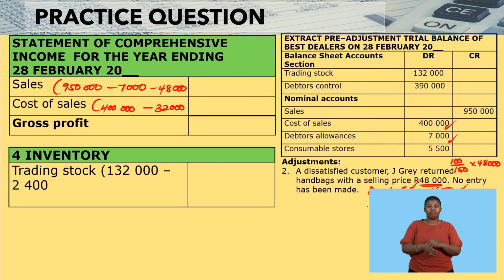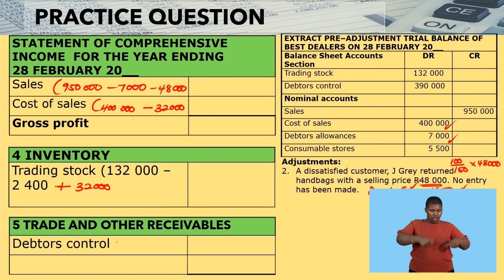So I need to go and record the next one, that is in trading inventory. In my trading inventory, I'll also say plus now, because here is a plus 32,000. All right? And then I'll now need to record in my trade and other receivables, debtors control. And here is my debtors, 390,000. Then I'll say minus 48,000. That is what I would then do.